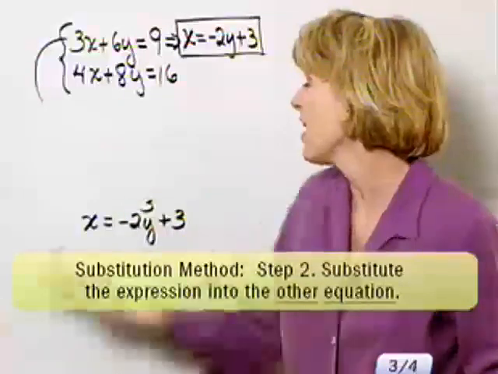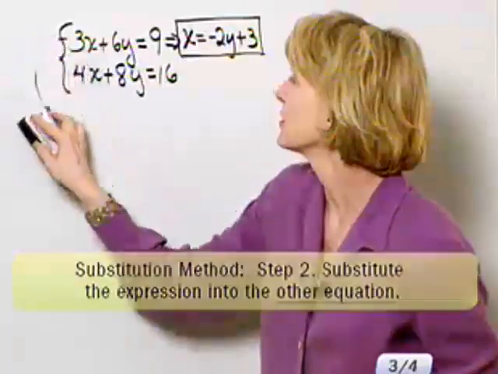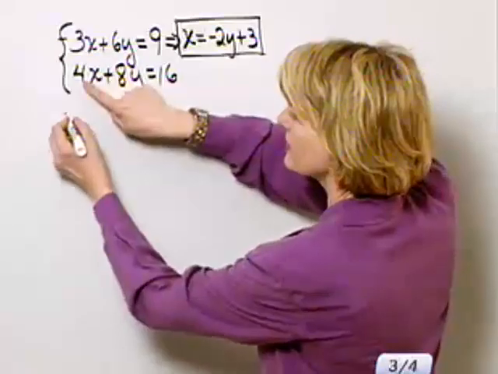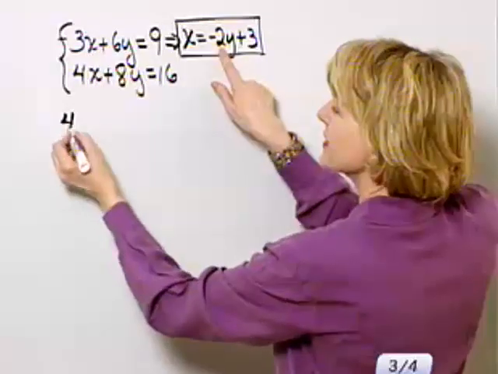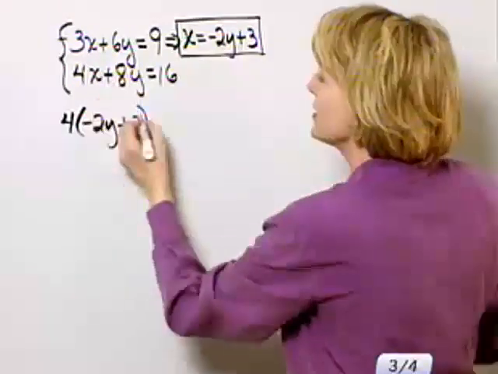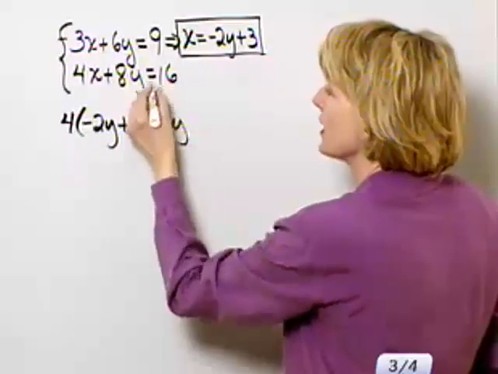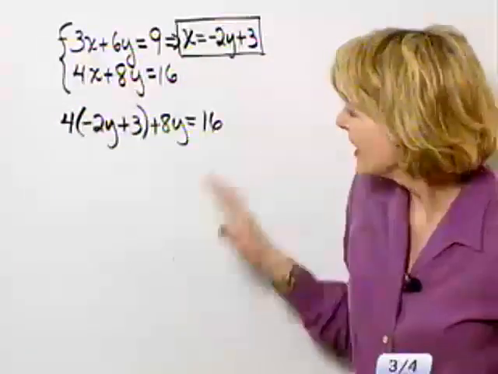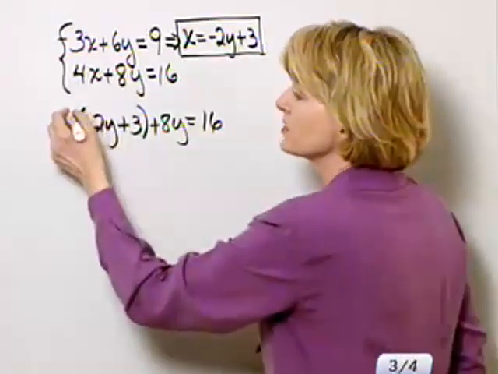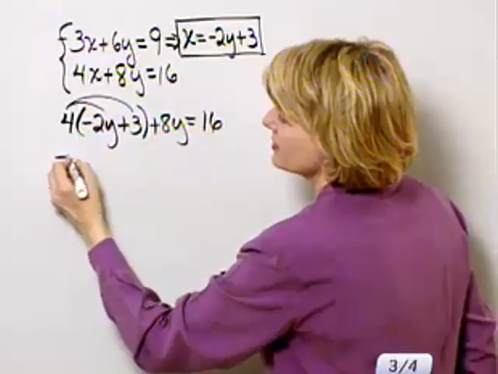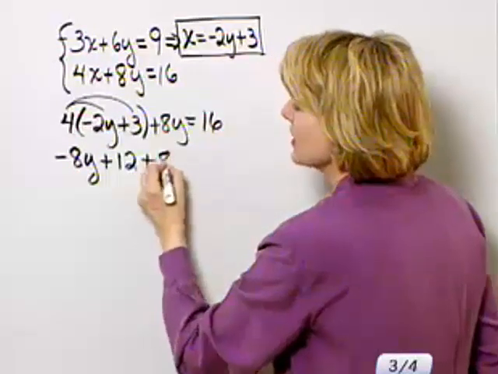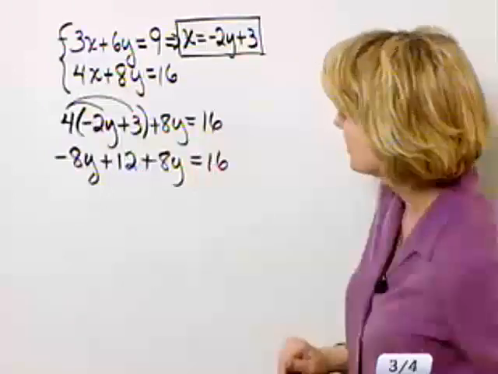So let's go to the other equation. I'm going to write down the other equation. Now instead of x, what do I write? -2y plus 3, and then plus 8y is equal to 16. And now we solve this equation for y. Let's use the distributive property. That is -8y plus 12 plus 8y is equal to 16.